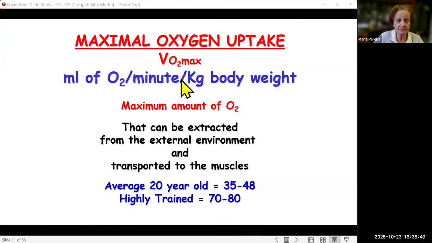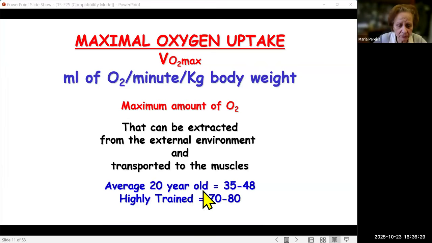So you'll see that this depends on many different factors: the number of red blood cells, the type of muscle fiber, and so on and so forth, and the heart condition. So this is the VO2 max, a number that reflects the shape of the individual, not the shape in terms of body shape, but whether the individual is in good athletic shape.